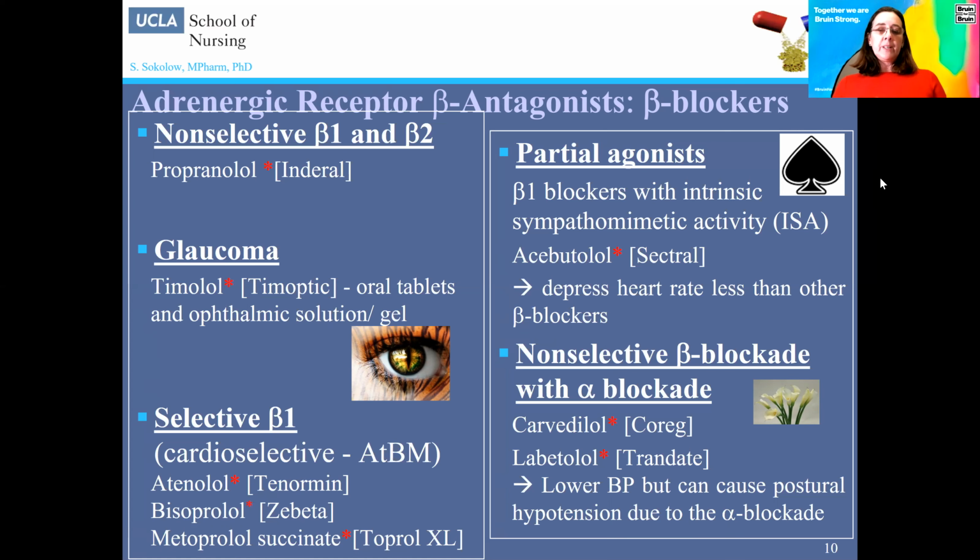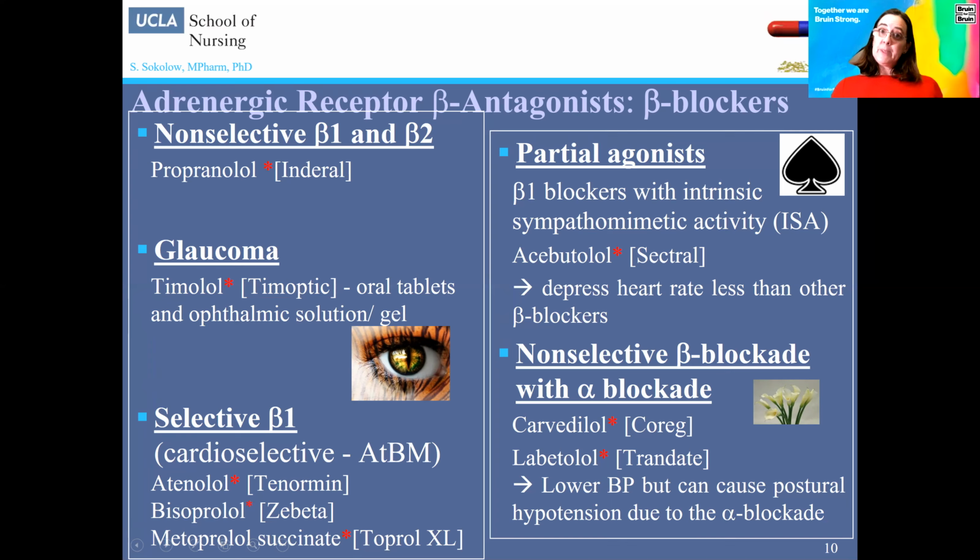But if you block the beta 2 receptor in your lung, it is going to cause a bronchoconstriction. So a patient who has hypertension and is on a beta blocker and has asthma, that can trigger a bronchospasm. That's not going to be good for them. That's why now you have more selective drugs that have less effect on the bronchi and more effect on the heart and the vasculature. Older drugs bind to both beta 1 and beta 2, and that's propranolol. You also have drugs that are used topically for the treatment of glaucoma, and this is timolol.